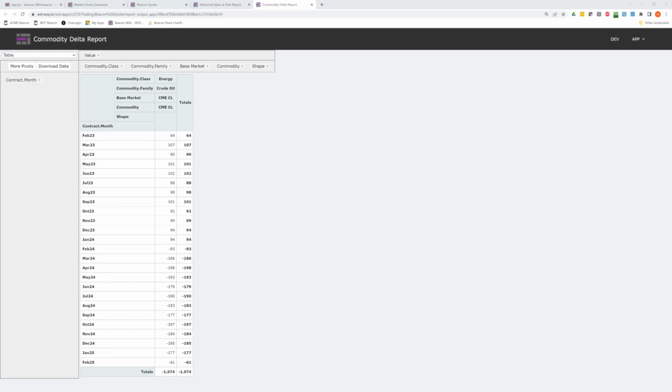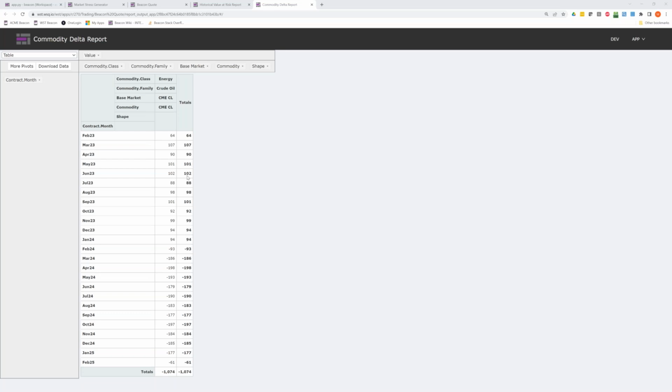Here's an example of a commodities risk report. It's a delta report. For a simple case, this is a portfolio of swaps on WTI crude oil, which is represented through the CL contract on the CME. Just as a reminder, delta gives linear risk to a market price.